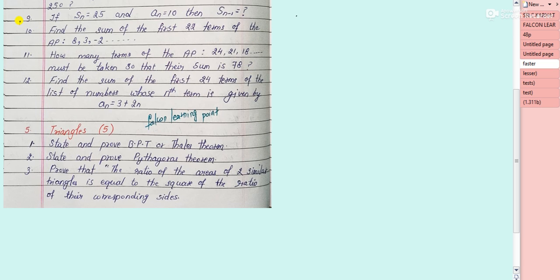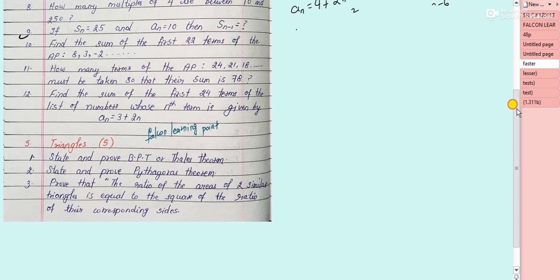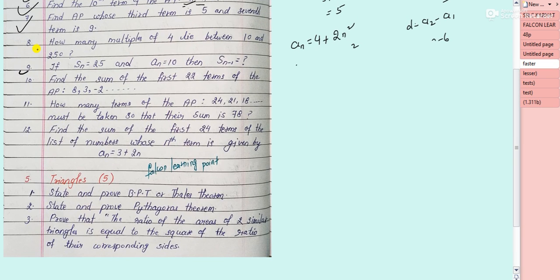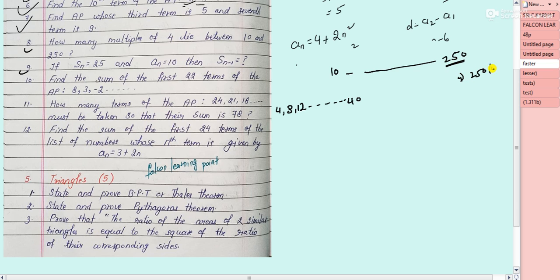Next, coming to the eighth question. How many multiples of 4 lie between 10 and 250? If you write the table of 4, it is 4, 8, 12. We might remember it till 40, but we need till 250. So is 250 divisible by 4? No. 4 fives are 20, 4 sixes are 24. You'll get a decimal, so no.